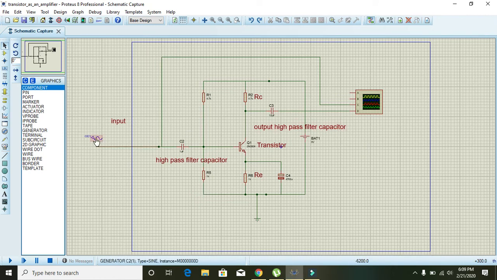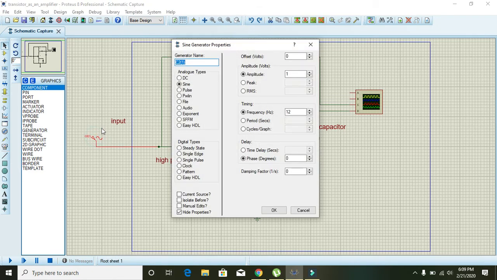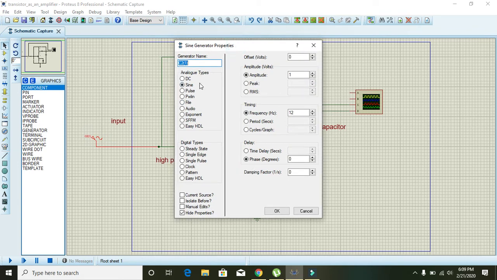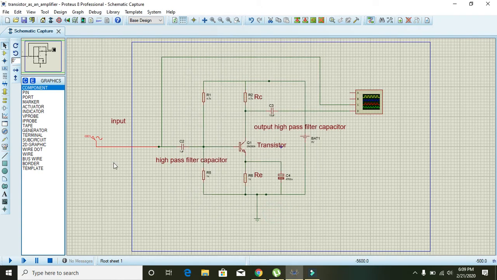So we will start from the left side. On the leftmost side, you can see a sinusoidal signal. So click on it. You can see that we have selected a sine signal and its amplitude is 1 and its frequency is 12 Hz, and this signal is considered as our input signal.